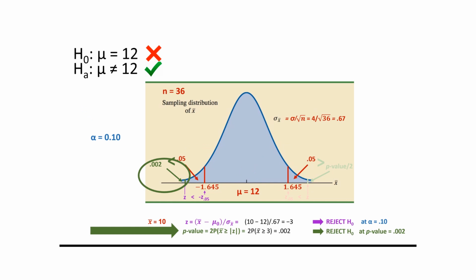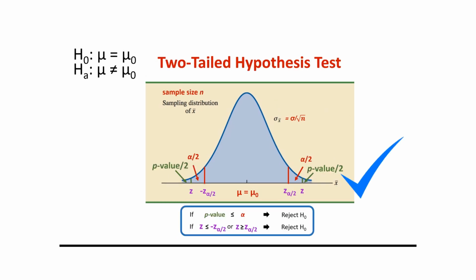Similarly, our observed level of significance, or p-value, is twice the probability of X bar values being beyond our z statistic value on one of the tails of our distribution. In this example, it was on the lower tail. In a different example, our z statistic value could have been found in the upper tail of the distribution. So this was the two-tailed hypothesis test.